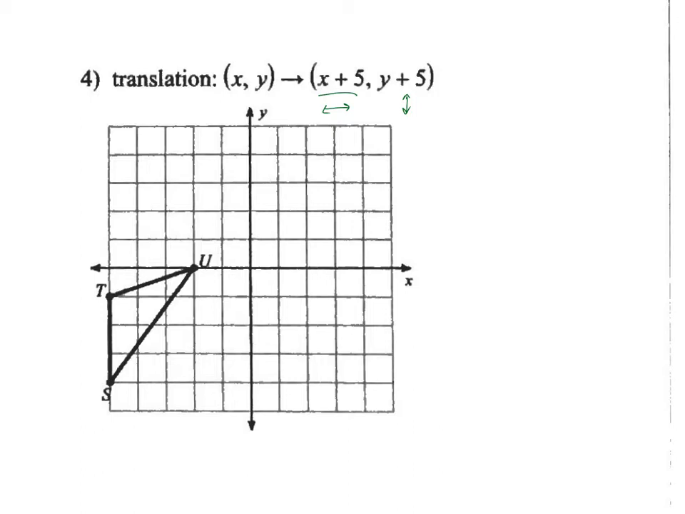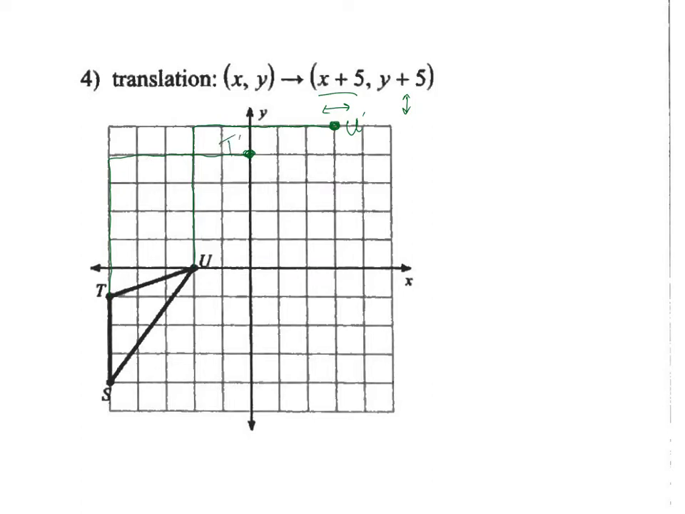That's our main goal. So I'll start with U. Again, you can start with any point. So I'm going to go up 1, 2, 3, 4, 5, over 5, 1, 2, 3, 4, 5. And again, it comes down to counting correctly. So that's U prime. That's our new image. T up 5, 1, 2, 3, 4, and 5, 1, 2, 3, 4, 5 over. Okay, so that is T prime.